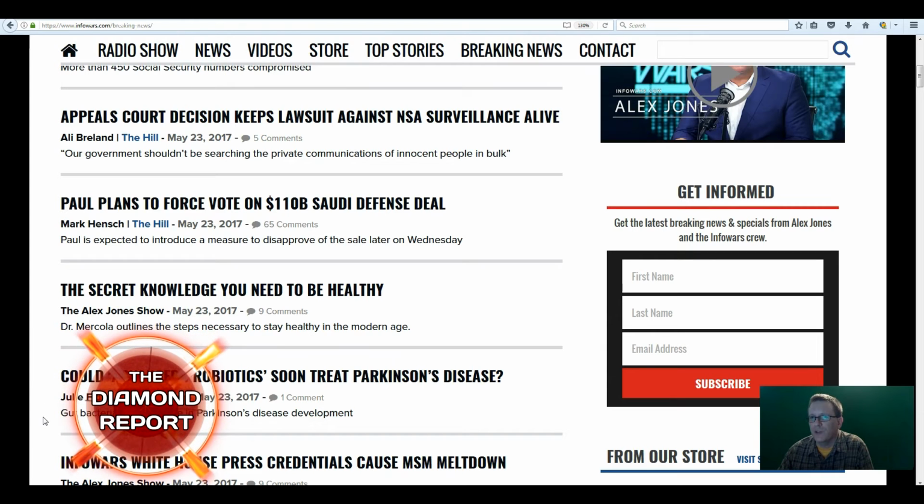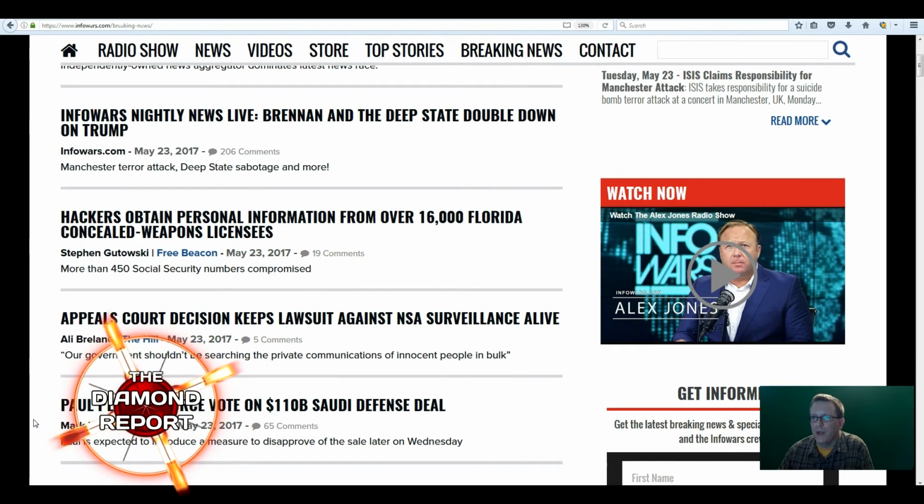Our government shouldn't be searching the private communications of innocent people in bulk. That's on the Hill. Well, that's true, but the NSA is an unconstitutional agency that is not mentioned in the enumerated powers, so therefore they can do anything they want, and that's what they've been doing. And it's not just the NSA, it's any and all of the alphabet agencies. They're all unconstitutional.